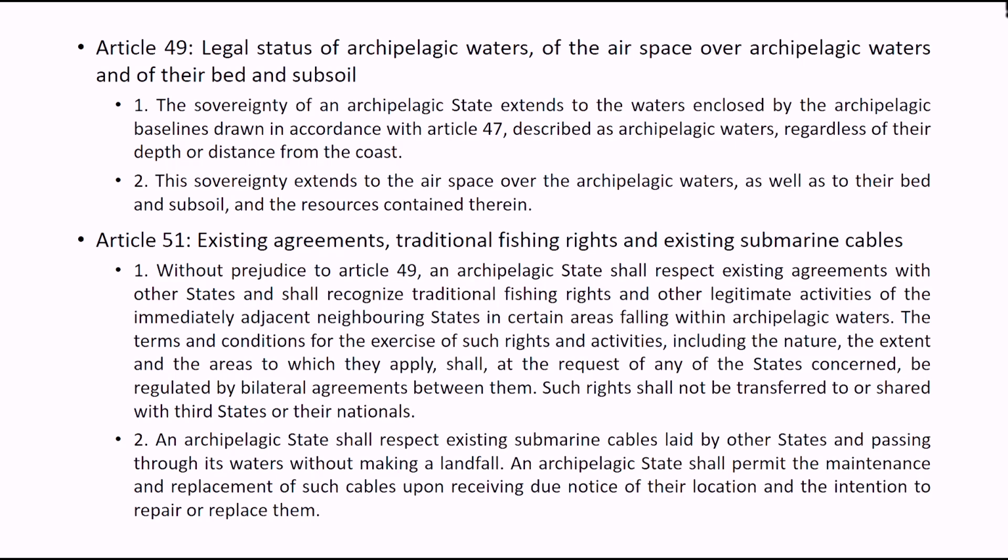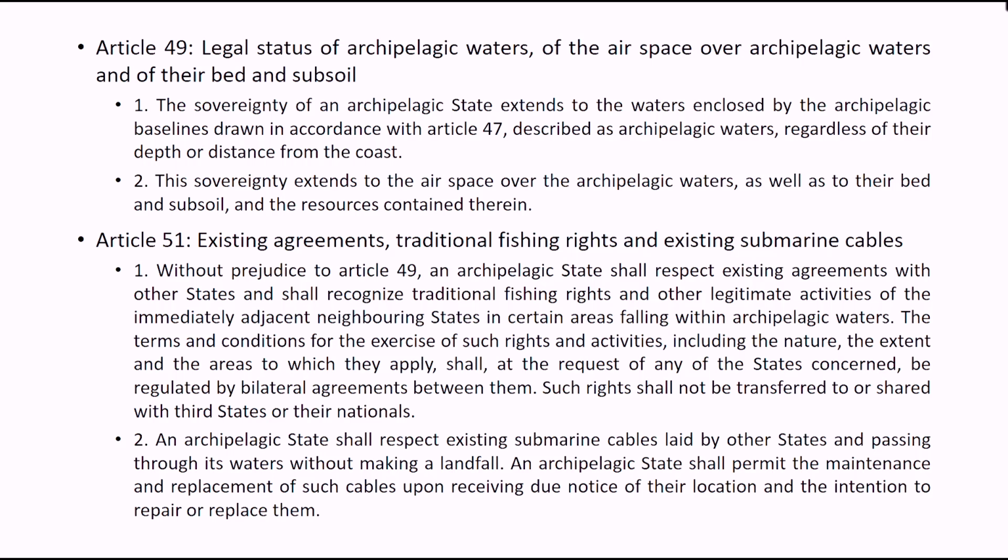The legal status of archipelagic waters, of the airspace over archipelagic waters and of their bed and subsoil is given under Article 49. It says the sovereignty of an archipelagic state extends to the waters enclosed by archipelagic baselines drawn in accordance with Article 47, described as archipelagic waters, regardless of their depth or distance from the coast. This sovereignty extends to the airspace over the archipelagic waters as well as to their bed and subsoil and the resources contained therein. Article 51 talks about existing agreements, traditional fishing rights and existing submarine cables.